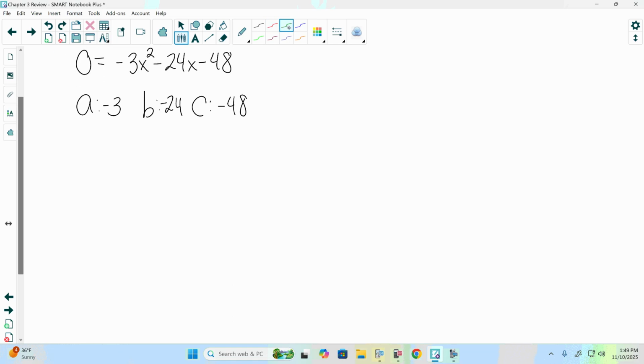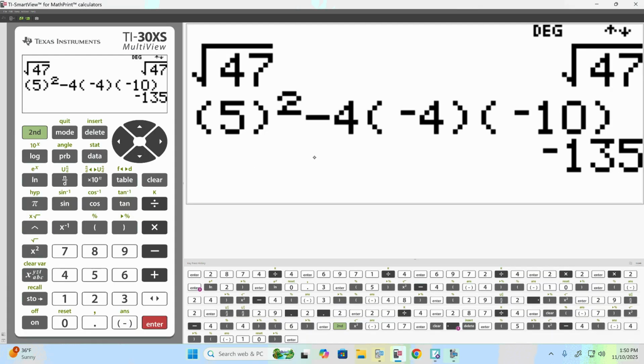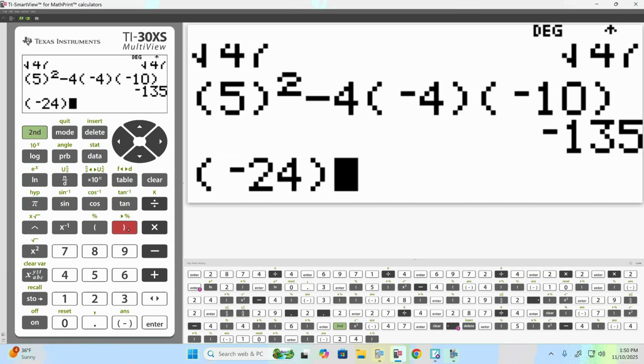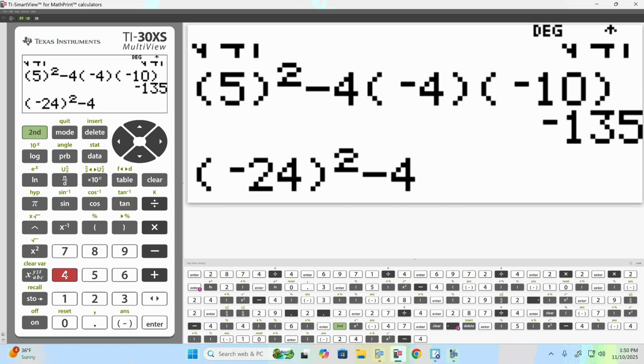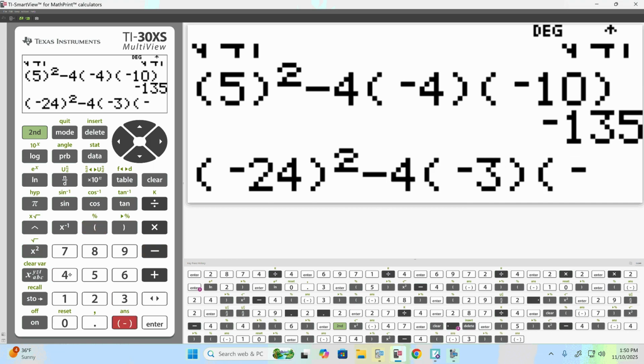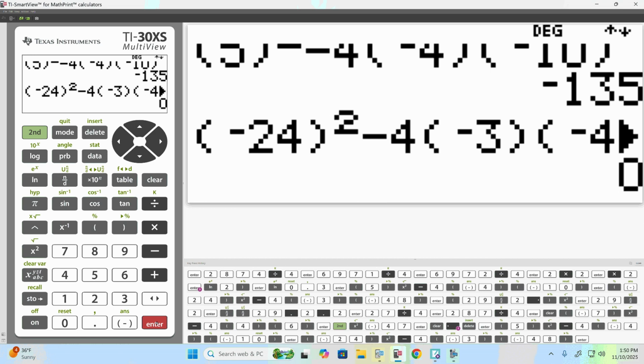At this point here, we can just find our b squared minus 4ac. B is negative 24, so we have negative 24 squared, minus 4 times negative 3 times negative 48. And at this point here, I would grab the calculator, plug it in exactly as it is, let it do the work for us. Negative 24 squared minus 4 times negative 3 times negative 48, which is 0.